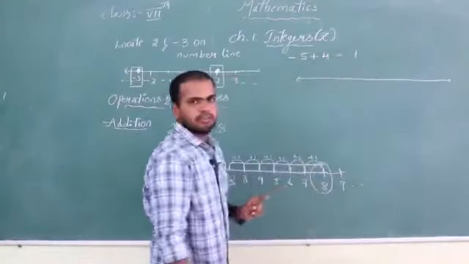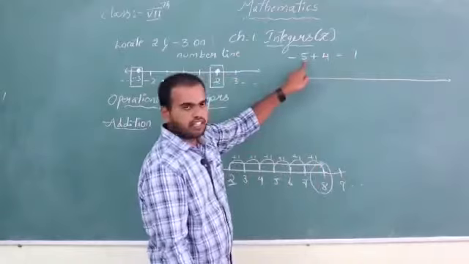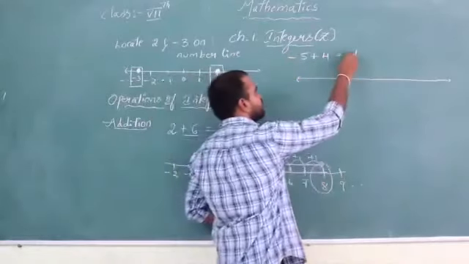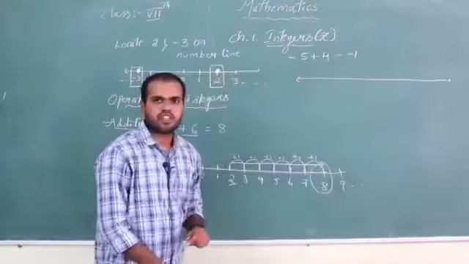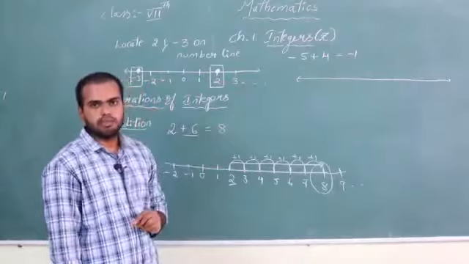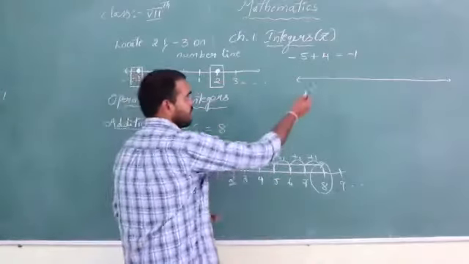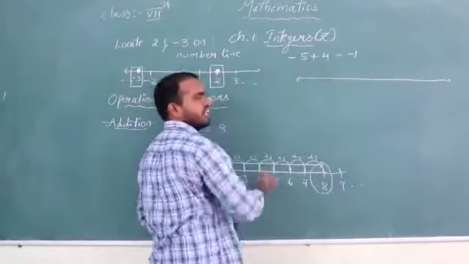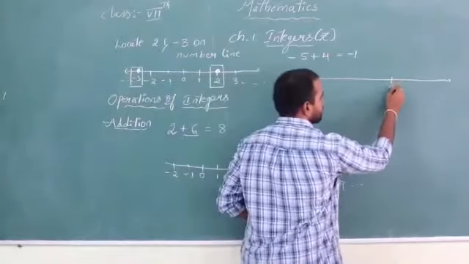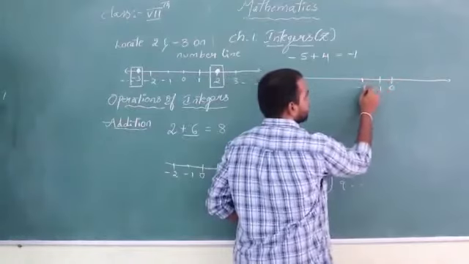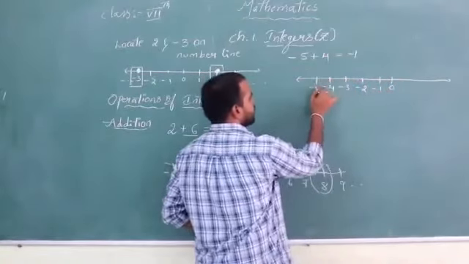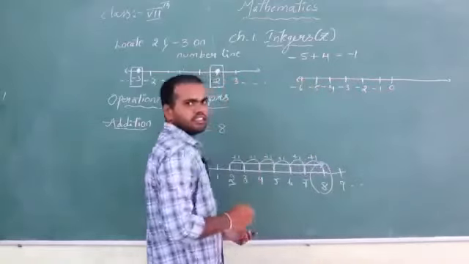And what is the larger number here? 5 is the larger one. So which sign will it have? Minus. So we have to take the minus symbol here. Okay. So now how do we do this as addition on the number line? The first thing: here the larger value is negative, so we will take more negative numbers. So 0, minus 1, minus 2, minus 3, minus 4, minus 5 and minus 6.